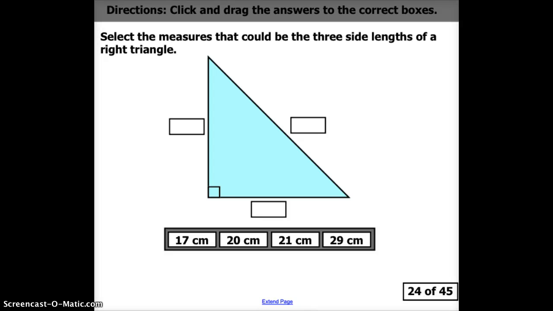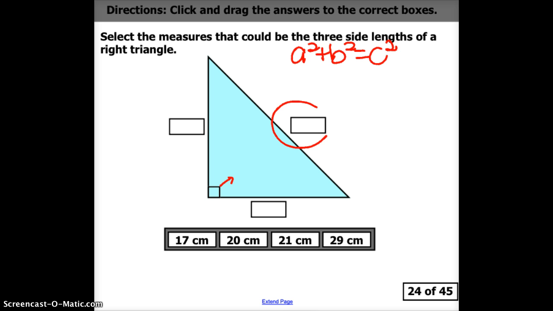We're looking at number 24 of the 2015 released items, and here I need to determine the side lengths of our right triangle. And the way that I can do that is by using the Pythagorean theorem, which is a squared plus b squared equals c squared. And I always know that c represents my hypotenuse, which is across from my right angle, and it's my longest side. So I know that that has to be either 21 or 29 because I only have four choices here.